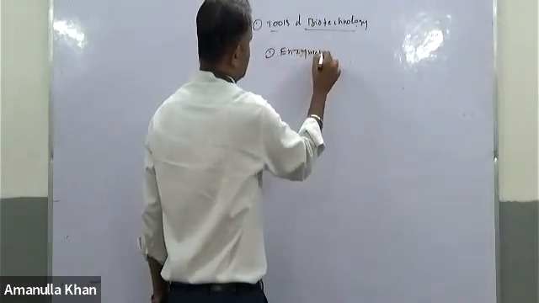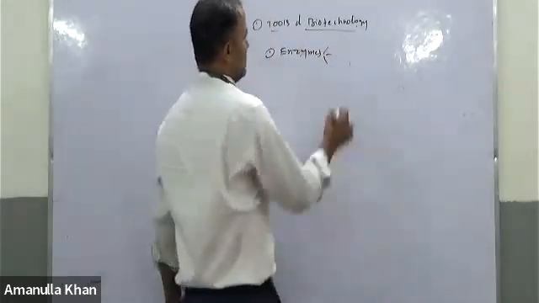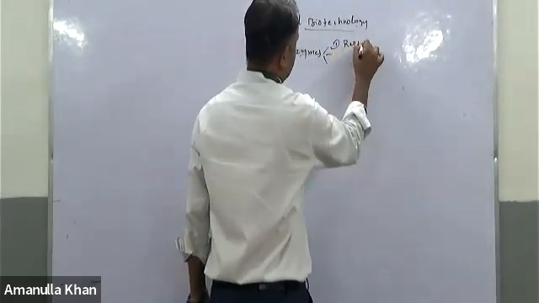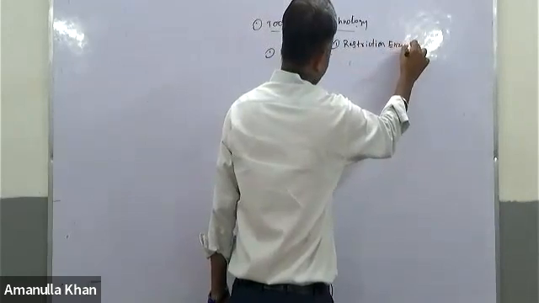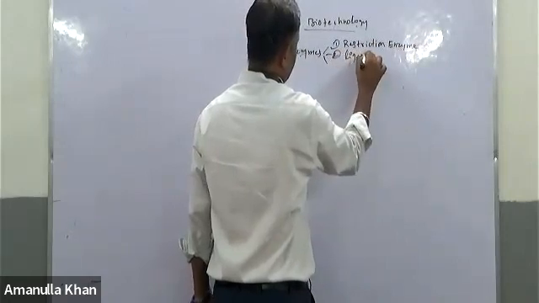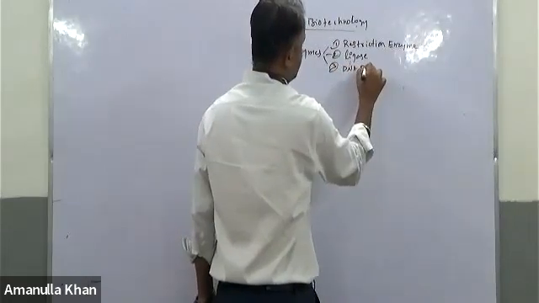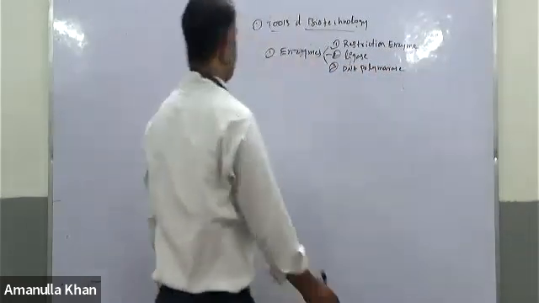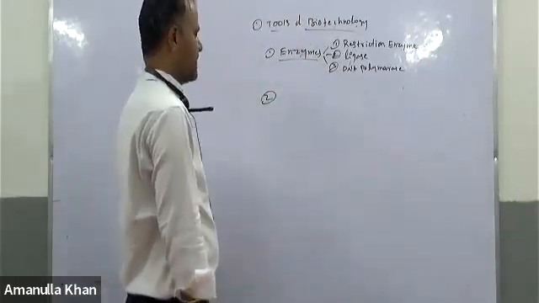Here, how many types of enzymes are involved? The first one is restriction enzyme. The second one is ligase enzyme. And the third one is DNA polymerase enzyme. Then the first tool is enzymes. What is the second tool?